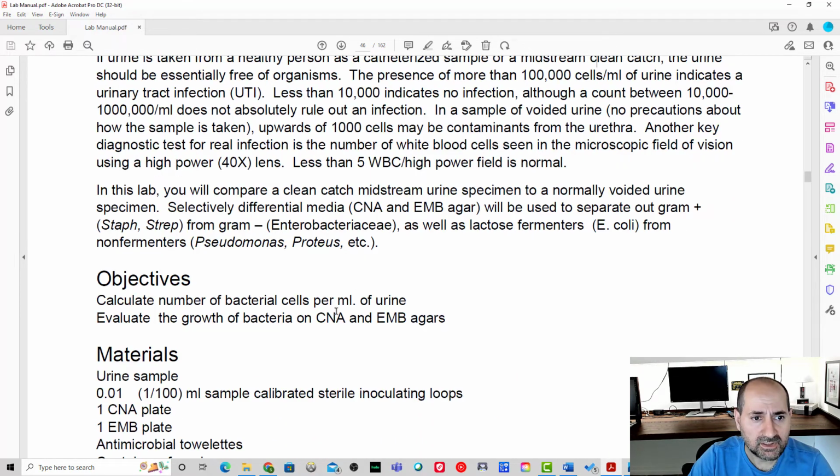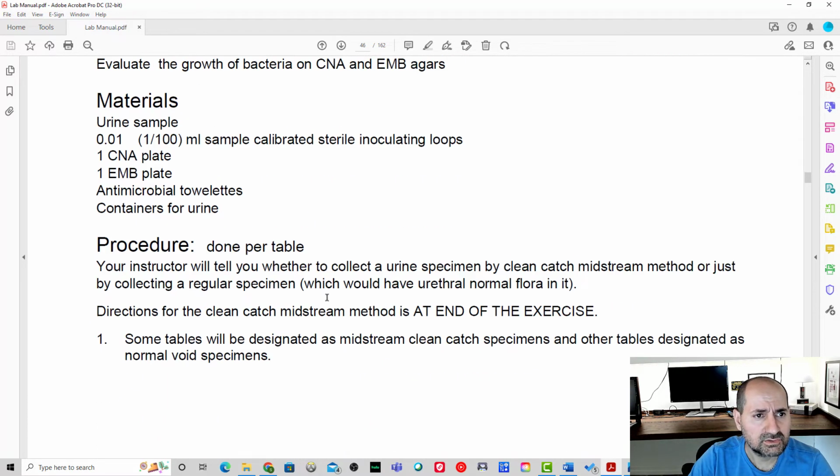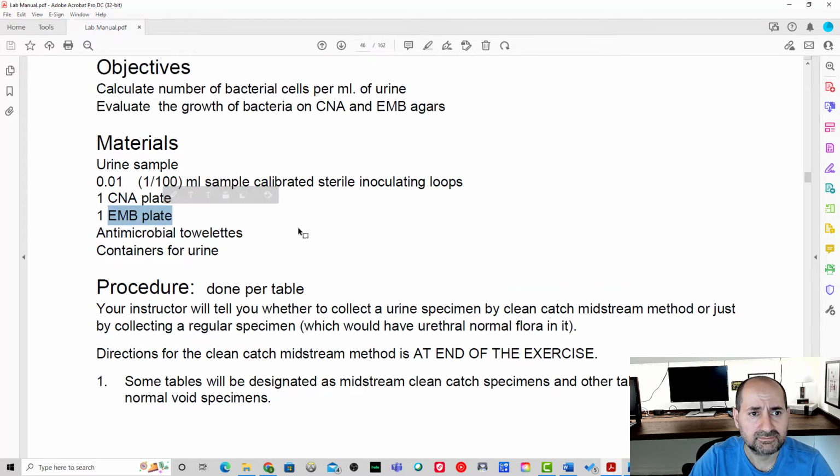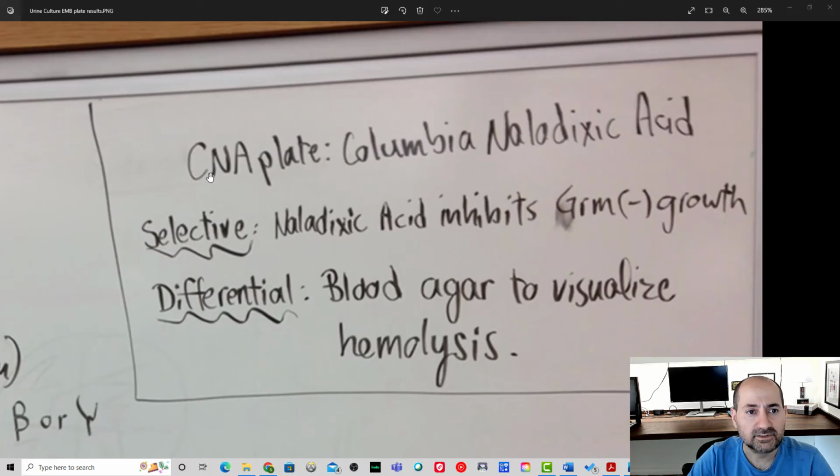Remember that we inoculated two different types of plates, a CNA plate and an EMB plate, with bacterium from urine samples. So let's discuss what a CNA plate involves and an EMB plate as well. Recall that a CNA plate is known as the Columbia nalidixic acid plate. The selective agent in this plate is nalidixic acid, which inhibits gram-negative growth and allows gram-positive growth.